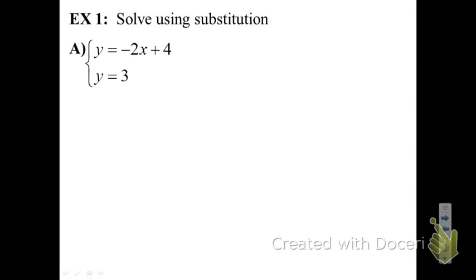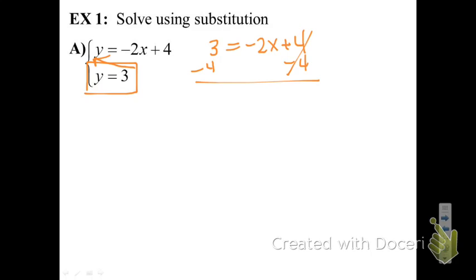So our first example says to solve using substitution, and this one's pretty easy because it already tells you what y is. So you've actually done step 1 and step 2. So step 3, we're going to substitute that 3 in for y in the other equation. So it will read 3 equals negative 2x plus 4. To solve this, we subtract 4. These 4 subtract out, and you get negative 1 on the left side equals negative 2x. To get x alone or isolated, we divide by negative 2. These divide out, and you are left with 1/2 equals x.